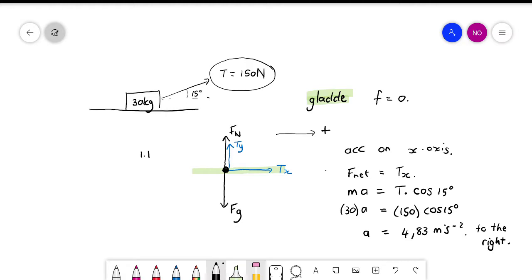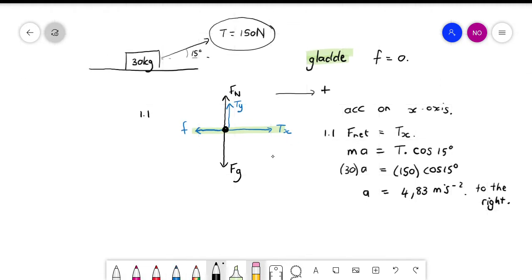Okay, so that's 1.1. Then for 1.2, they asked you calculate the acceleration again, but this time the surface changes, so now there is actually friction. So I'm just going to add that in here. Hy het nou wel 'n wrywingskrag. Want nou vir 1.2 is F net gelyk aan Tx minus F.